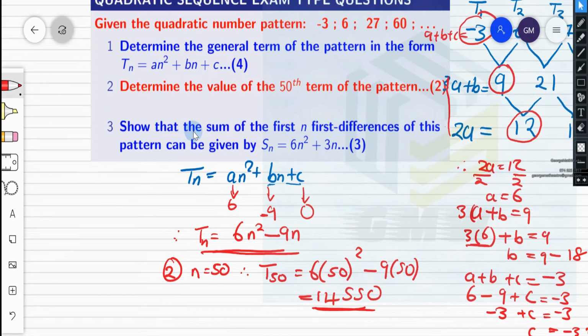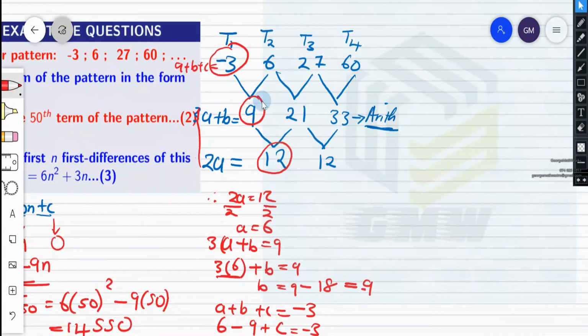Show that the sum of the first n differences of this pattern can be given by 6n squared plus 3n. The word sum is mentioned here, but in my notes, I did not give any formula to calculate the sum of terms of a quadratic series or sequence. Now, there is this part which says first difference. I mentioned earlier that this, which we call first difference, is actually an arithmetic sequence because there is a common difference.